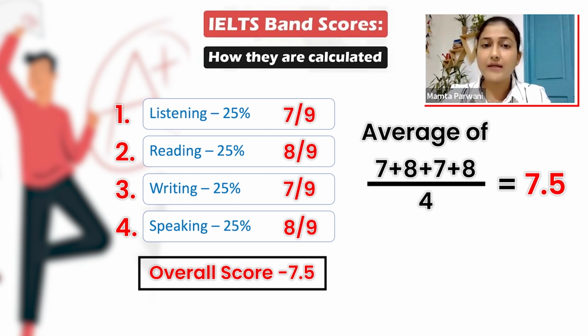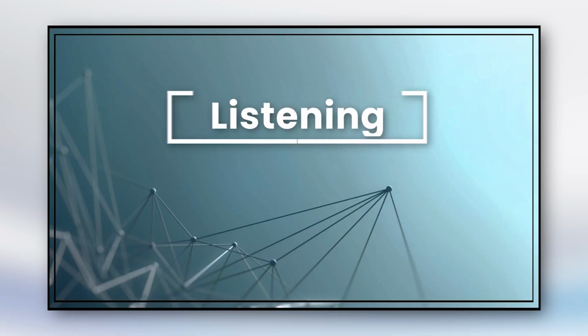Alright, remember that. As I said, you will be judged individually on each module. Plus, you will get an overall band score. I hope this much is clear. Okay. Now let us look at each module in detail. We'll start with listening, then we'll go to reading, writing, and then speaking. Let us start with the listening module.